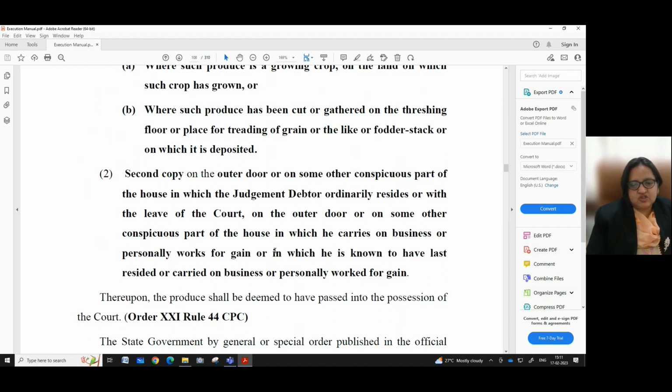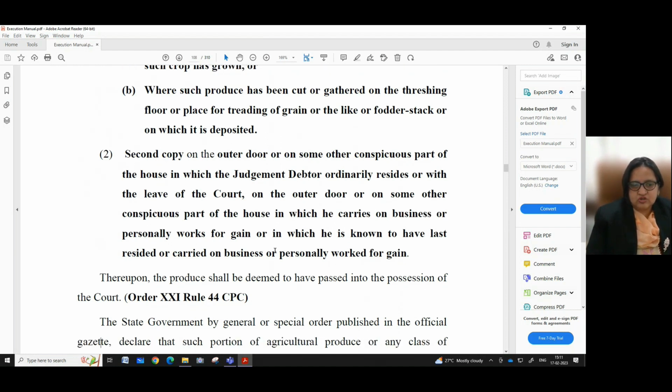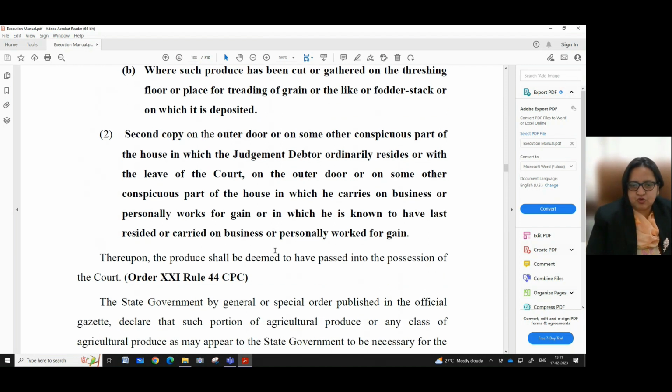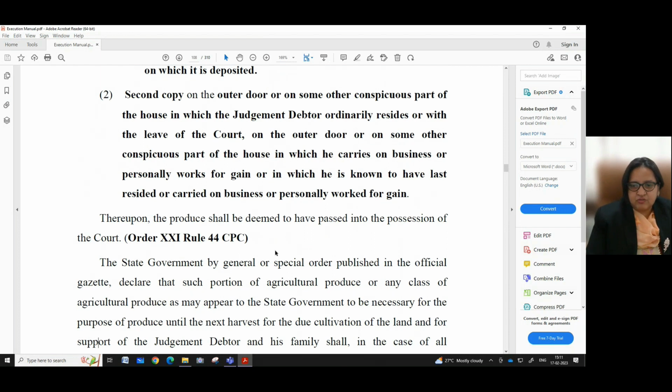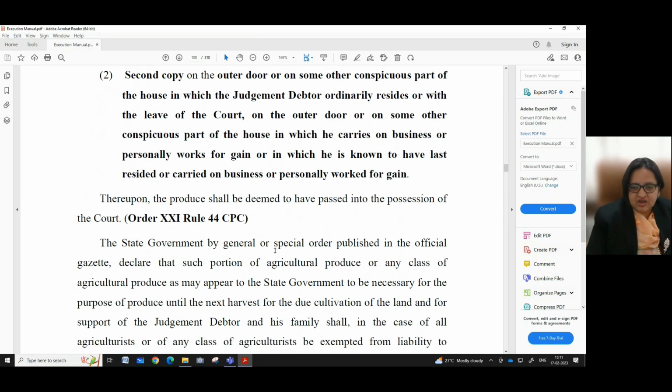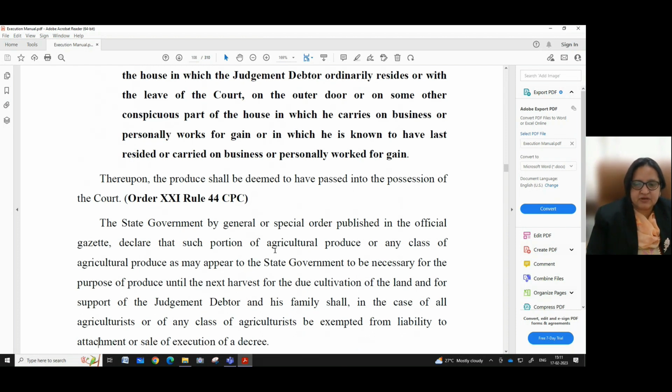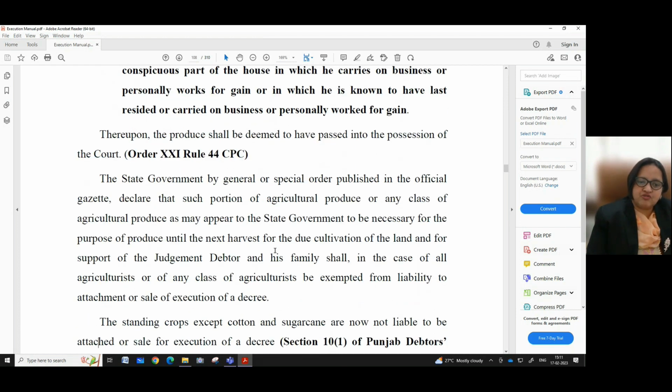The state government, by general or special order published in the official gazette, may declare that such portion of agricultural produce or any class of agricultural produce as may appear to the state government to be necessary for the purpose of produce until the next harvest, for the due cultivation of the land and for support of the judgment debtor and his family, shall, in the case of all agriculturists or of any class of agriculturists, be exempted from liability to attachment or sale in execution of a decree.